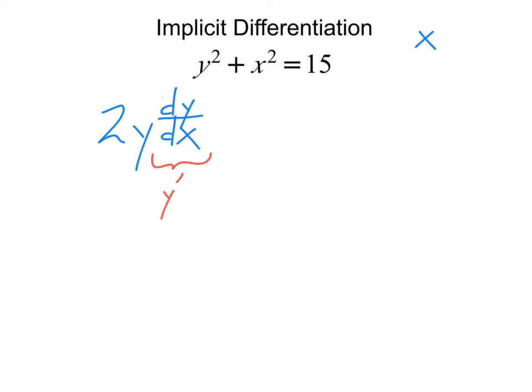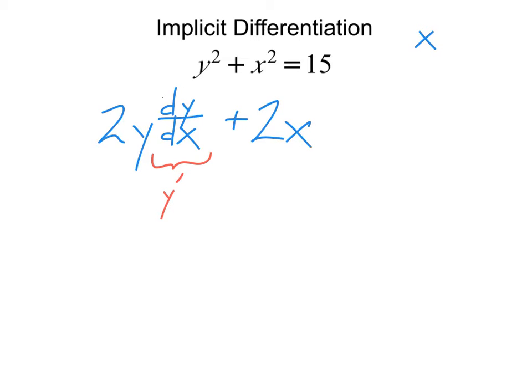All right, and then from there we would take the derivative of the x squared. And so that was always really easy because it was just 2x. Now the reason why it was so easy for us to do that is because, remember, we're finding the derivative here with respect to x.